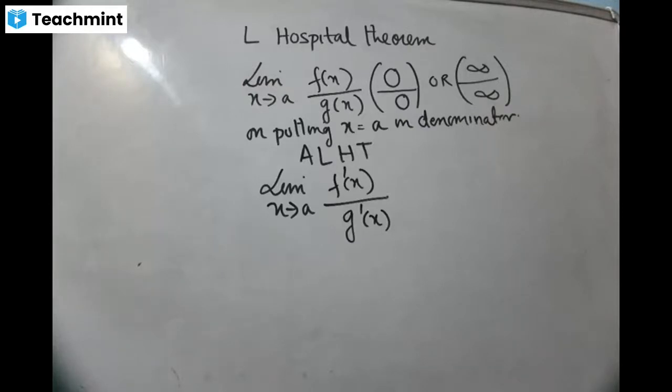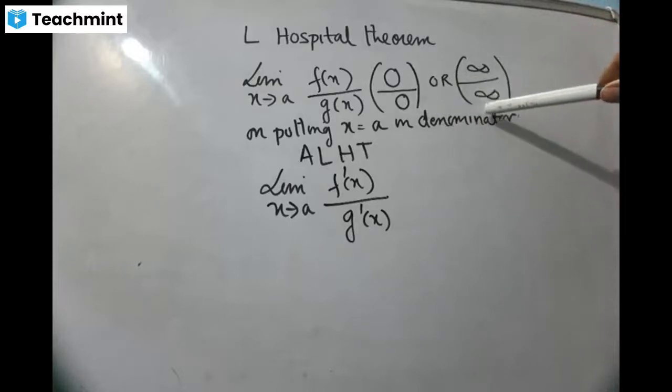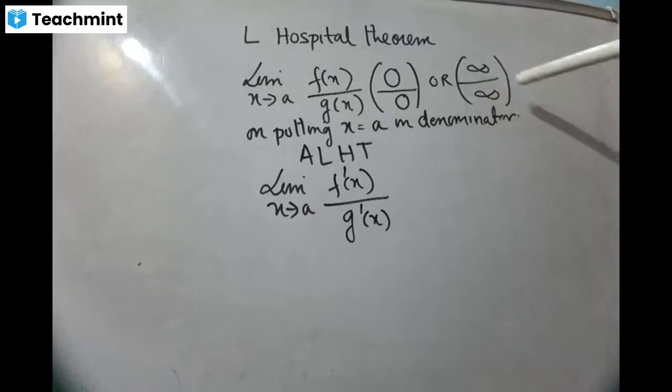Especially for those who joined late, what is L'Hospital's theorem? When you put the value of x as a in the denominator, if you get 0 as the denominator, the numerator will also be 0. That is called a 0 by 0 form. Or if you get infinity in the denominator, you'll get infinity in the numerator also. This is called infinity by infinity form. In both these forms the value cannot be determined. That is why it is called an indeterminate form.